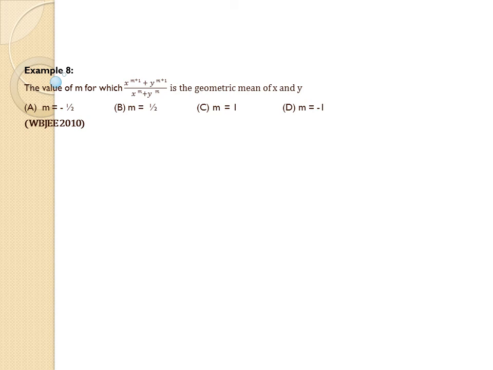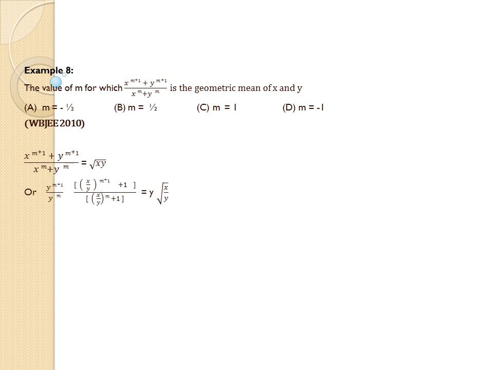Okay, let's see how to proceed. I am given that this value is the geometric mean of x and y. So geometric mean of x and y, I know. What is the geometric mean? Geometric mean of x and y is root over xy. So let's see how to proceed. I am writing this expression: x to the power m plus 1 plus y to the power m plus 1, divided by x to the power m plus y to the power m, equal to root over xy.